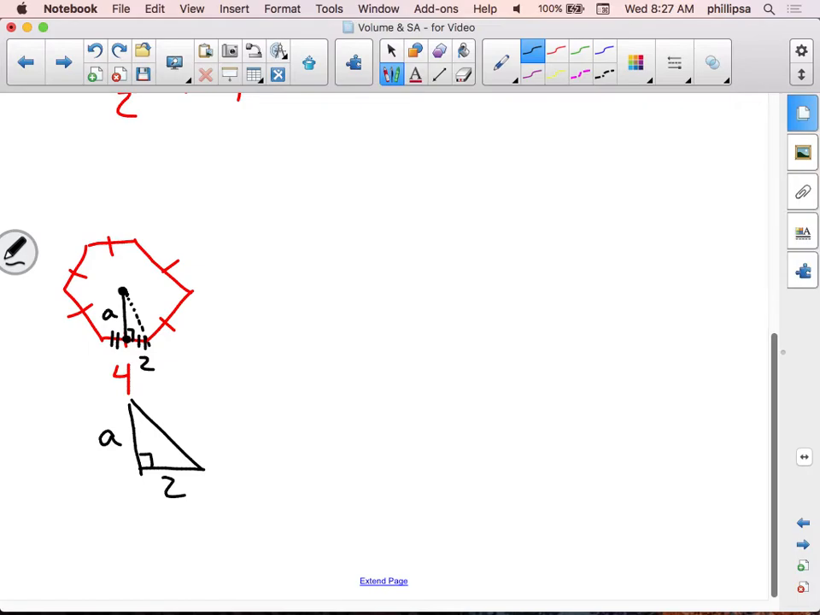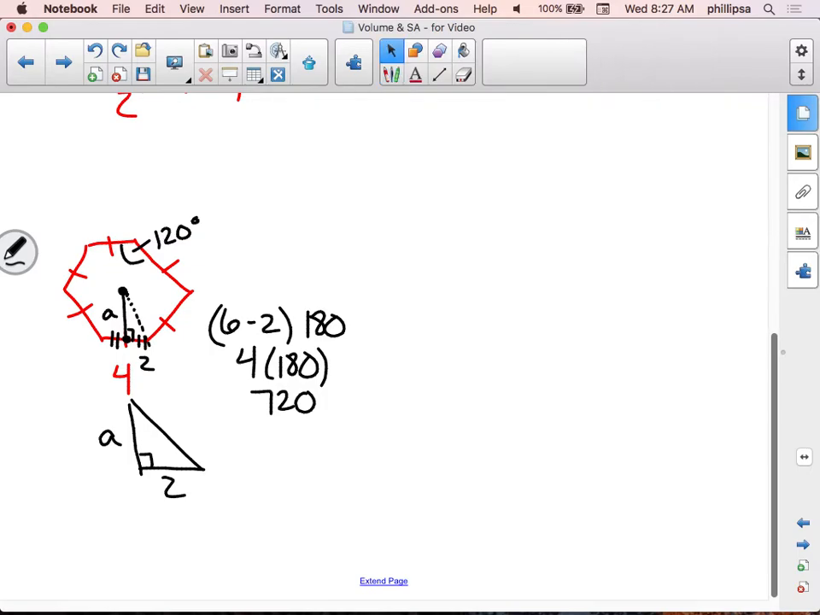A hexagon totals 720 degrees, because we addressed the other day that it's the number of sides minus 2 times 180. Or there's 4 triangles, so 4 times 180 is 720. Now your 720 degrees is split evenly among your 6 angles, making each angle 120 degrees. But your radius is also an angle bisector, which means that this right here is a 60-degree angle.